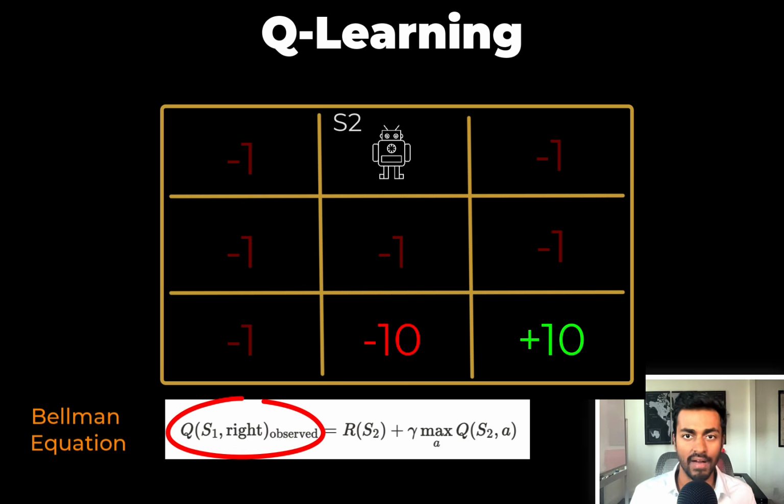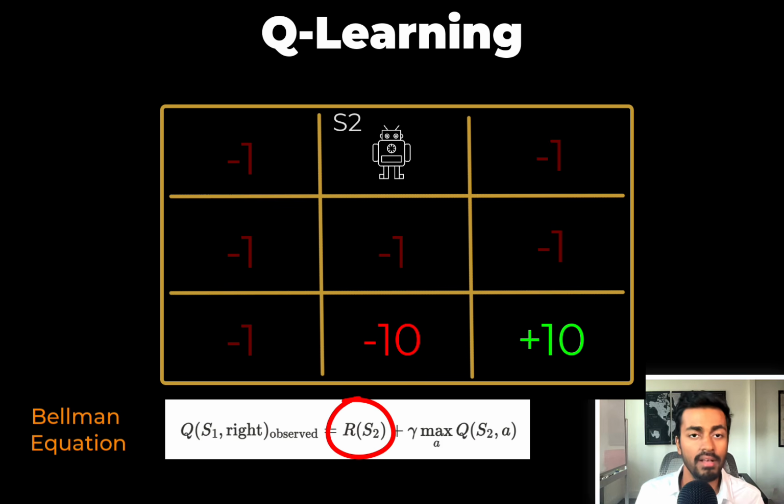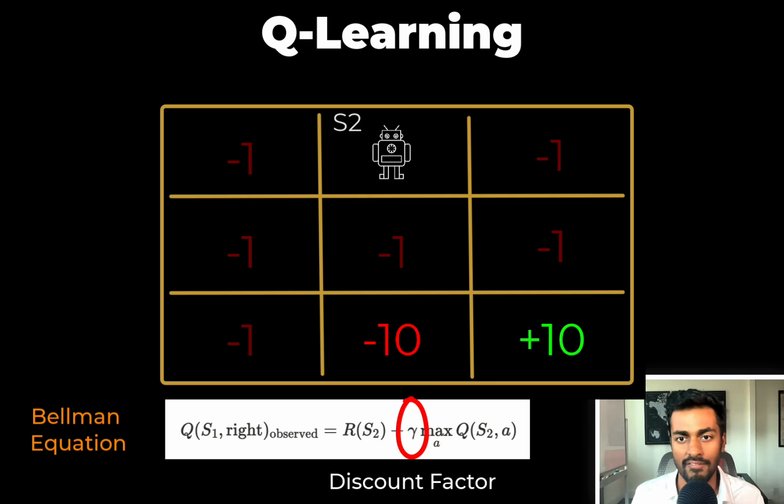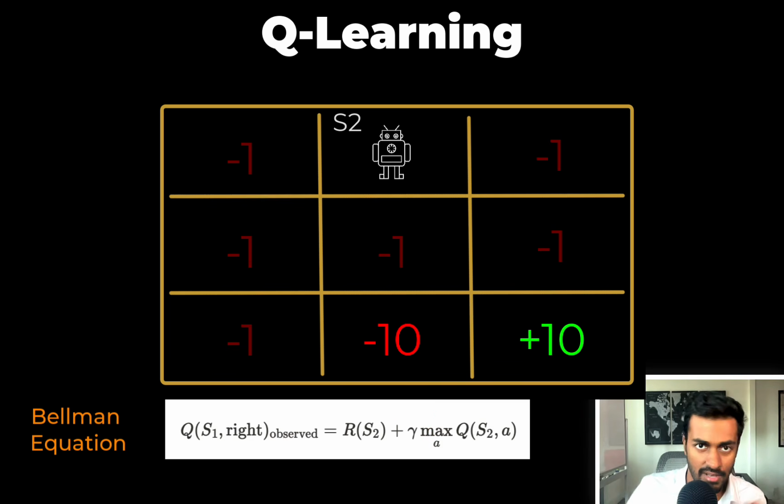But for now, the Q value for this state S1 and right is given by the sum of the reward of state S2 plus the maximum future Q value for that state S2 that we can get. And gamma here is a discount factor just to show how much we want to value the current reward over future rewards. So if we just plug in some values, the reward from S2 is -1, let's say that gamma, that discount factor, is 0.1. And then we multiply that by the maximum possible Q value that we can get from state S2.